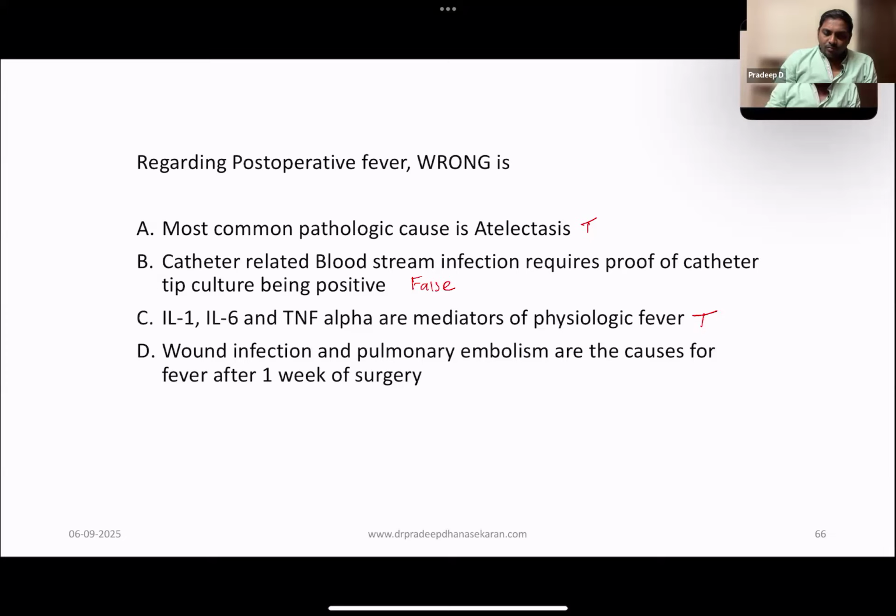Wound infection, pulmonary embolism are the causes for fever after 1 week of surgery. That is a true statement. For CLABSI, that is central line associated bloodstream infection, you don't require a proof of catheter tip culture. Instead, you take a blood sample through the cannula and another blood sample from the peripheral vein. You compare the bacterial counts and then you arrive at the diagnosis. That is how you identify it.